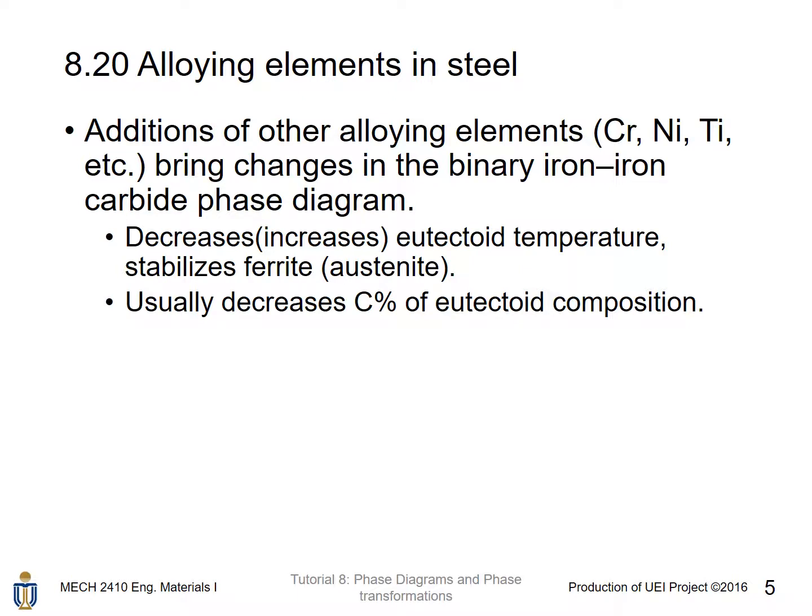Other alloy elements, such as chromium and nickel, bring changes in the binary iron-iron carbide phase diagram. They may decrease or increase the eutectoid temperature, and stabilize ferrite or austenite. They also usually decrease the carbon content of the eutectoid composition, and that means they shift the eutectoid line towards the ferrite side.